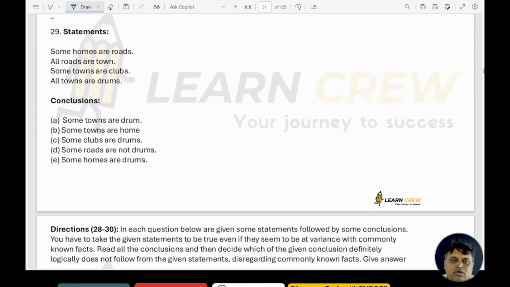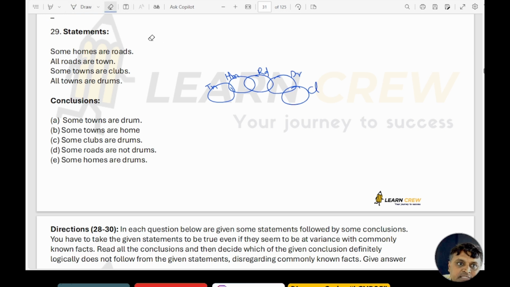Now, some homes are roads. Some towns are home. Some clubs are drums. Some roads are not drums. Some clubs are drums. Some homes are drums means I can take it like this.